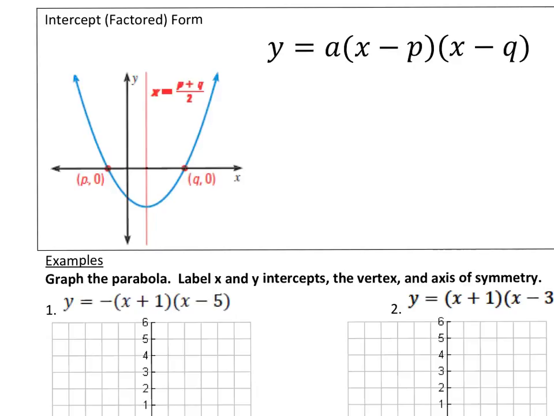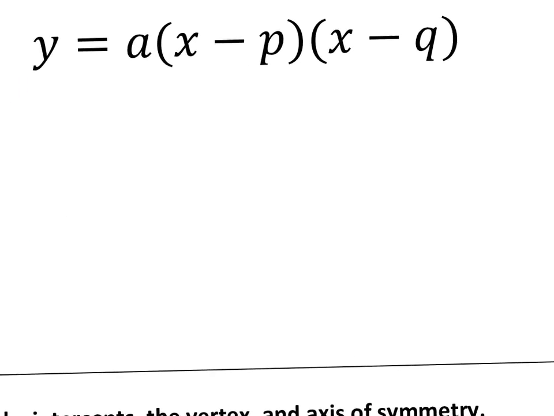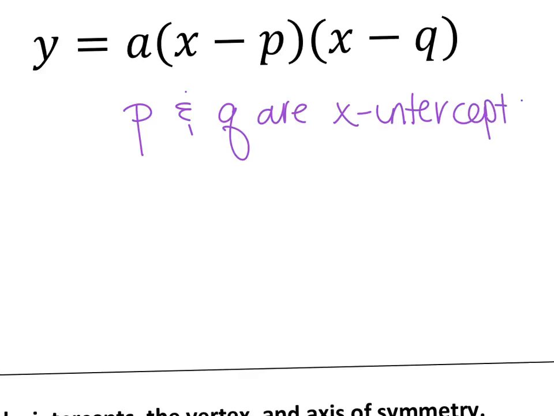All right, so when we're graphing quadratic functions in the intercept factored form, we run into a formula that we haven't seen before, and it's y equals a times x minus p times x minus q. And in this formula, p and q are your x-intercepts. So just like h and k were your vertex, your p and q are the x-intercepts.